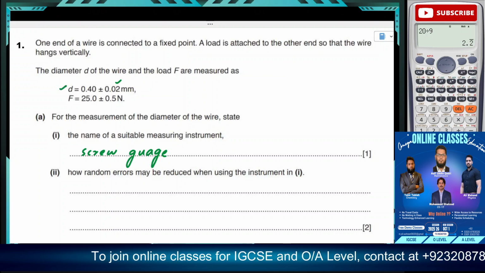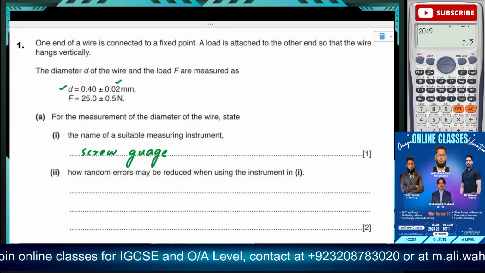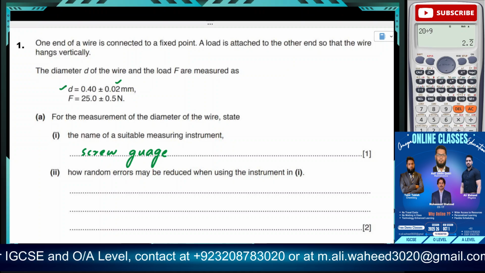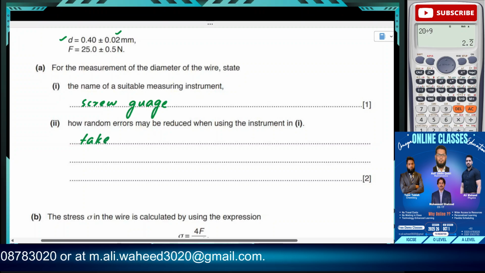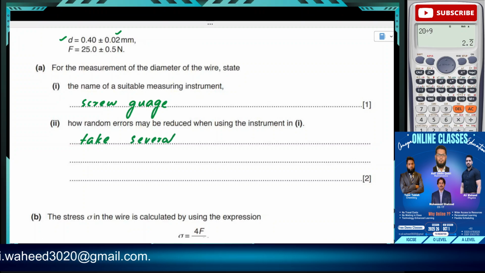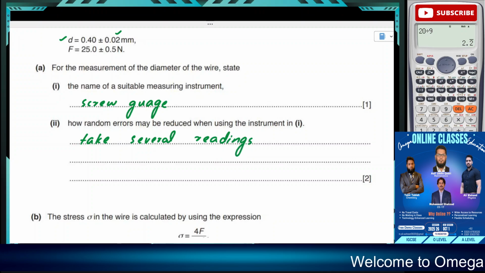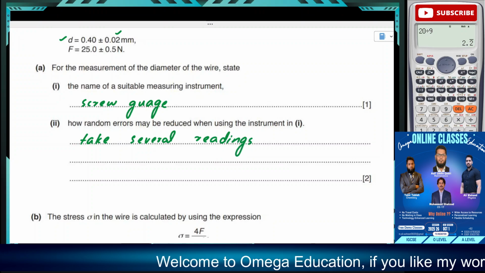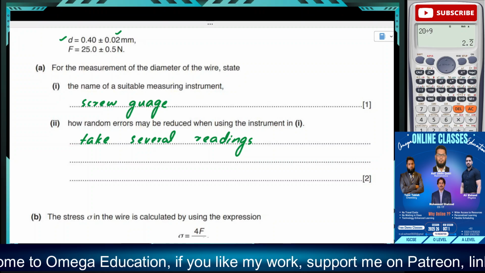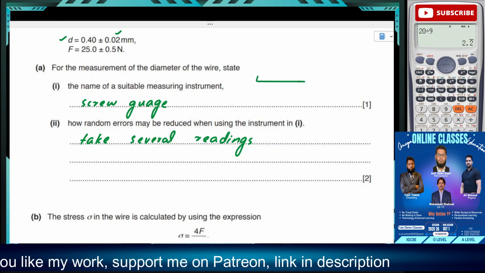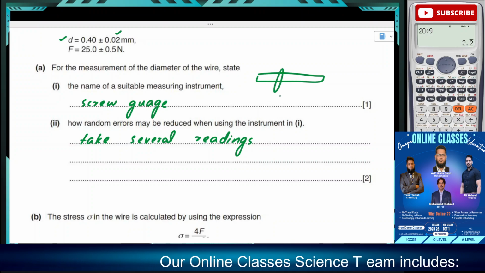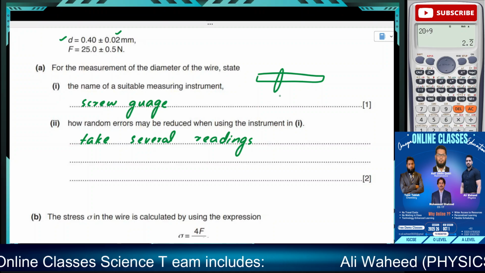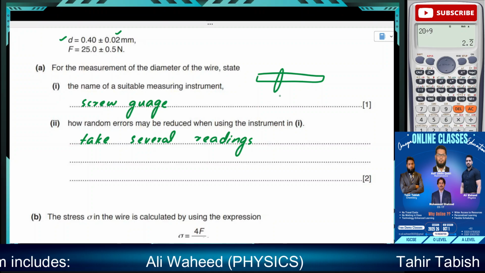So D is the diameter. How random errors may be reduced when using the instrument in number 1. And the question is for 2 marks. So take several readings and find the average. That will lead to only 1 mark, because the question is for 2 marks, so you got to be very specific. So if this is a wire, and what if you keep taking several readings at the same place? That won't make any difference. Probably all the readings would be the same.